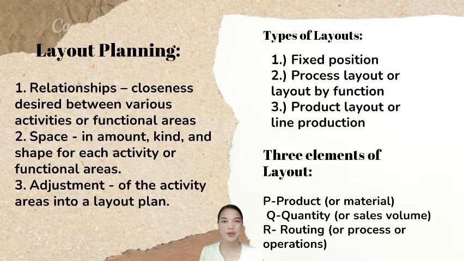There are three so-called classical types of layout: fixed position, process or function, and product or production line. Fixed position holds the material in place and brings men and machines to it. This layout is generally most economical when the product is physically large and heavy, and the quantity of each item is small.